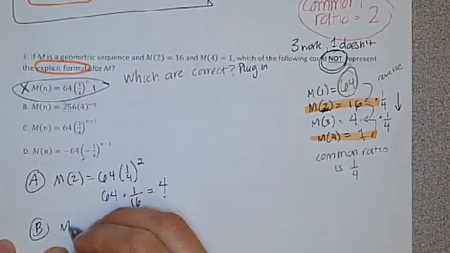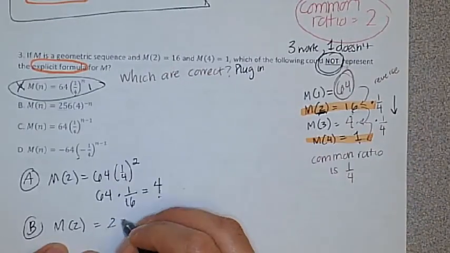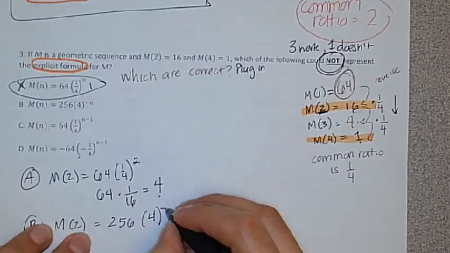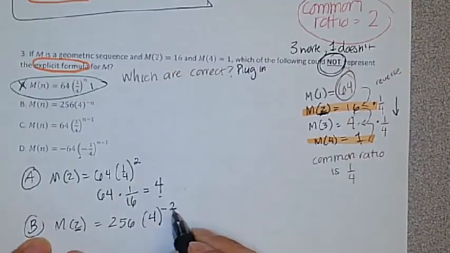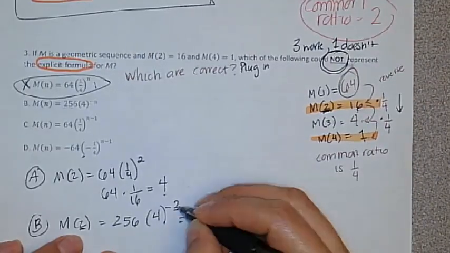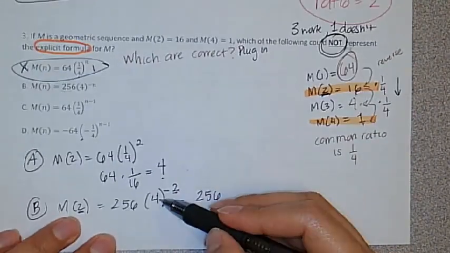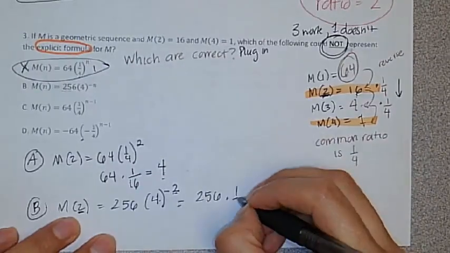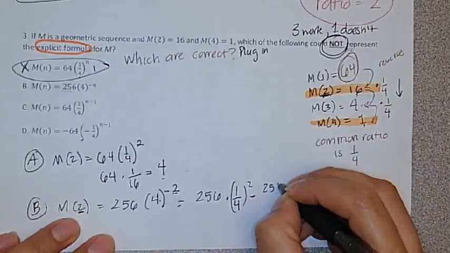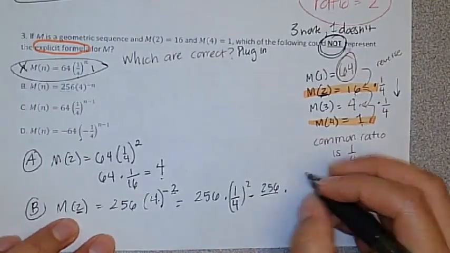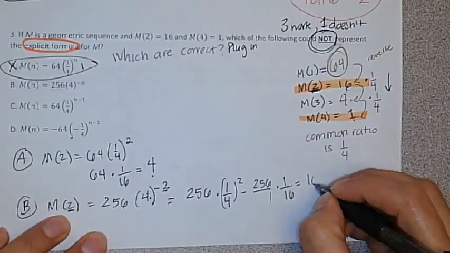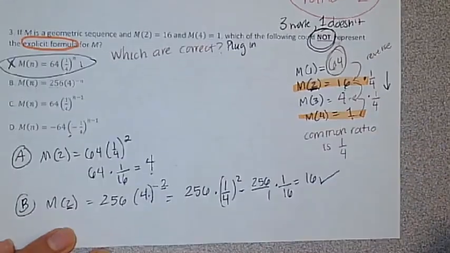Letter B, if I plug in the 2, okay, and then this would be -2 because the n is 2. So this is the same thing as 256. When I have a negative exponent, whatever number it is, I move it down. So this means 1/4 squared. So 256 times 1/16. This one does give me 16, so it works.